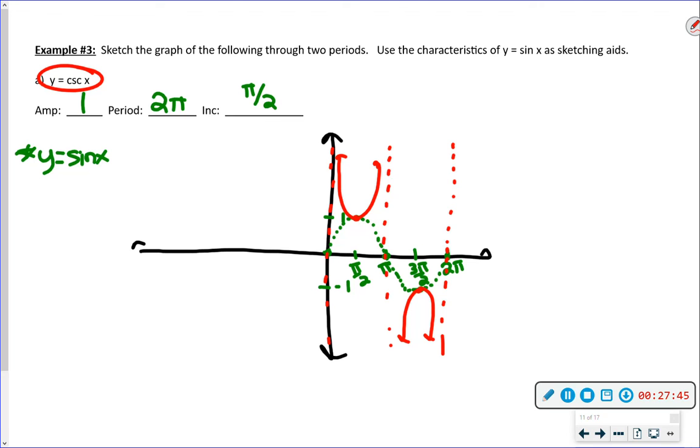Now I need a second period. So let's do the second. Can I skip the second period for the sake of time? Yes. Okay.